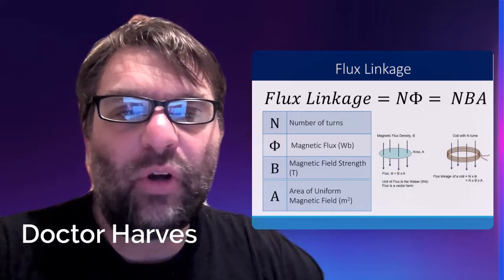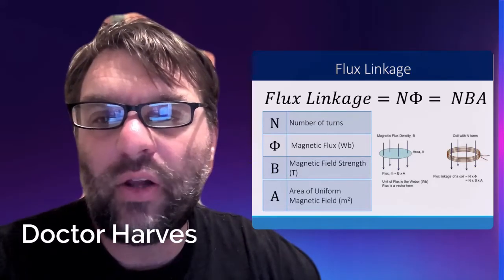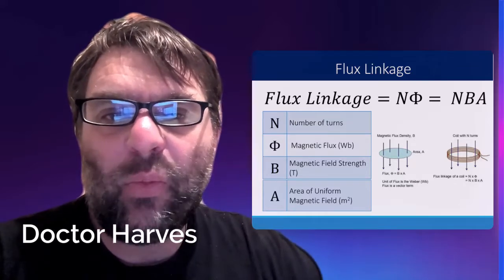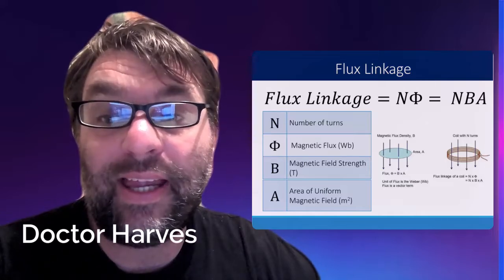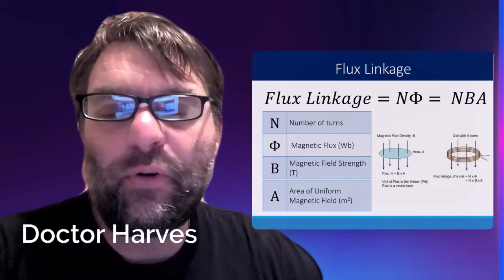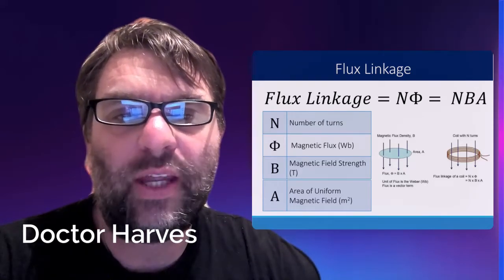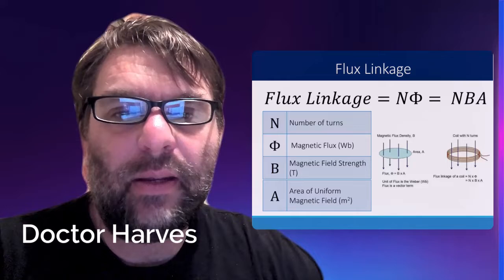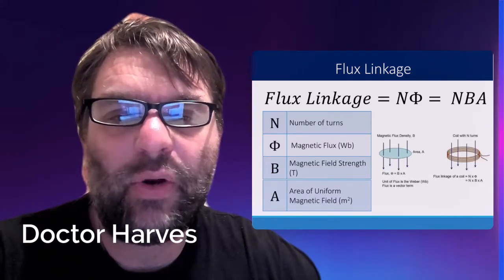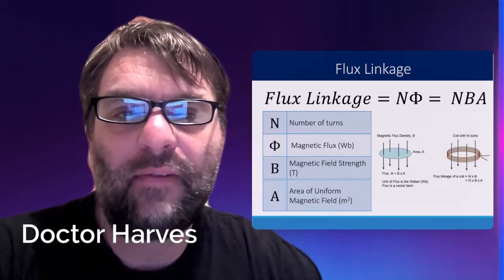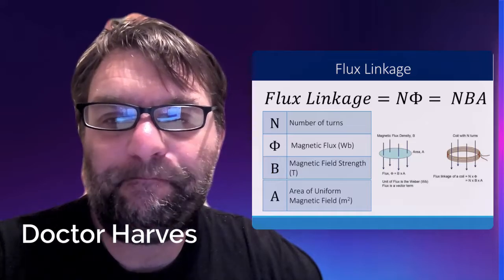Flux linkage. Usually we're not just dealing with one wire, we deal with coils made of loops of wires. And that will be N times phi, which will equal N times B times A. So the number of turns in that wire to make those loops times the magnetic flux equals the number of turns times the magnetic field strength in Tesla times the area of the uniform magnetic field. And flux, of course, is in Webers.